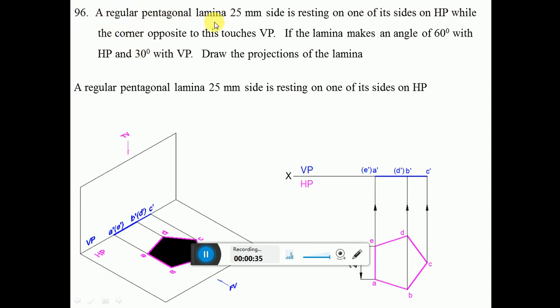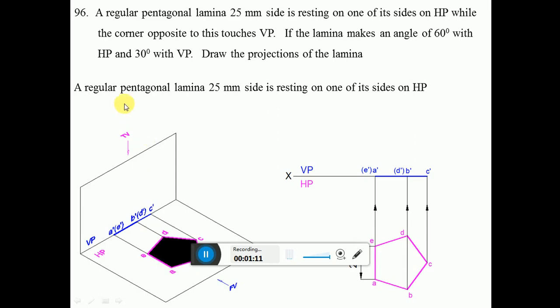wherein a regular pentagonal lamina of 25 mm side is resting on one of its corners on HP. So now he says the side is resting on HP. Even though when the corner was resting on HP, the initial position was the same, and here also the initial position is the same. This is because the side opposite is always a corner. So whether it is a corner resting on HP or the side resting on HP, the initial position is always going to remain the same. And here one of the edges is perpendicular to VP.